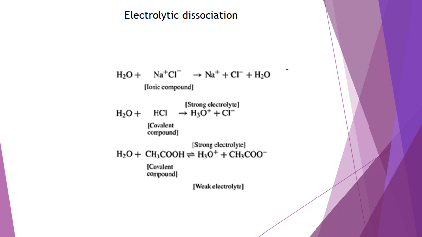On the other hand, if we look at the acetic acid in the third equation, we can see that there is an equilibrium sign in the equation. So when you dissolve the acetic acid in water, you will get partial hydrolysis of acetic acid to form the hydronium ion and the acetate. So what does that mean?